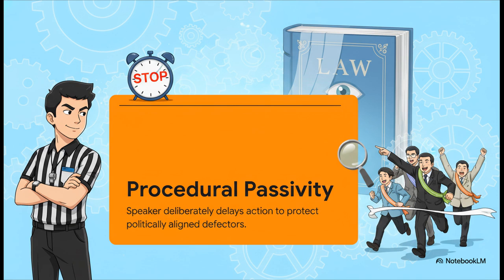It's when the Speaker deliberately delays taking action on a disqualification petition just to protect defectors who happen to be aligned with their own political party. Think of the Speaker like a referee in a sports game. Instead of making a bad call that you could at least review, this referee just swallows the whistle and stops the game clock entirely by doing absolutely nothing. The law is powerless while defectors get a free pass.